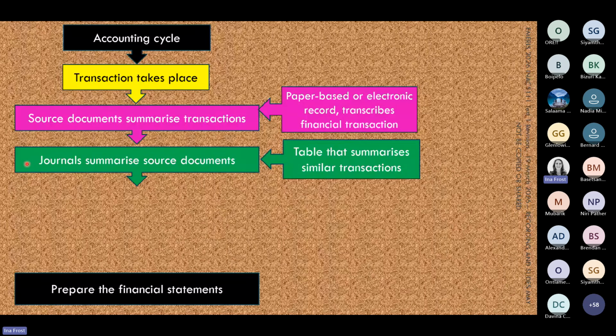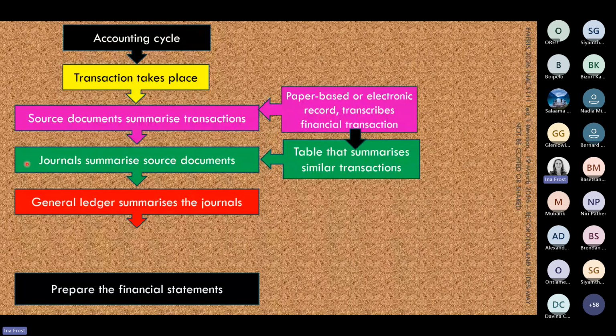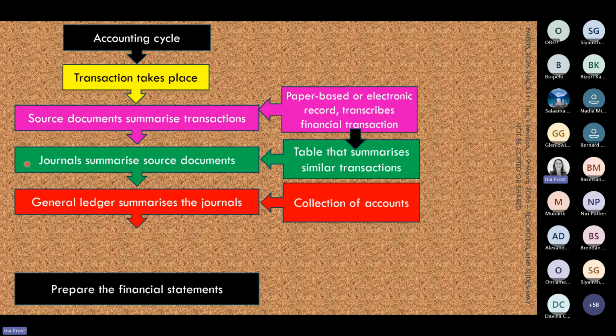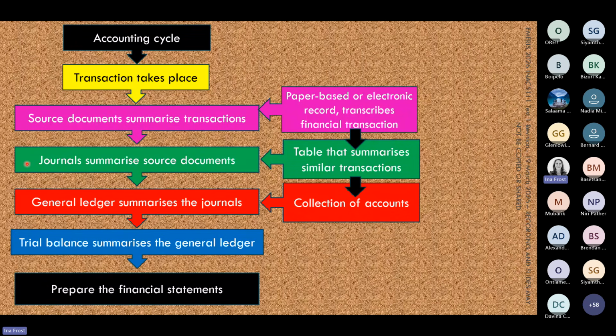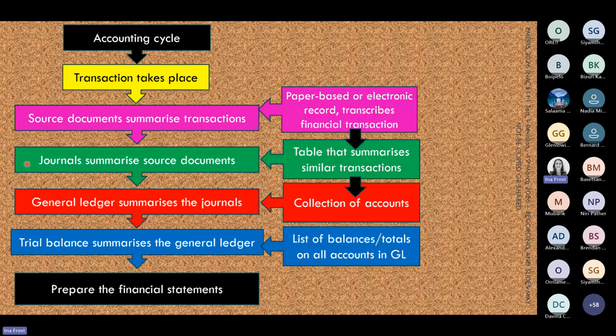So what we're going to do with our source documents, we're going to group together similar transactions and then capture them into their journals. At the end of the month, when we've done the journal, we are going to post our journal to our general ledger. And our general ledger, you will remember, is that collection of accounts. And then right at the end of the month, we are going to draw up a trial balance that will consist of all the totals and balances on these general ledger accounts.